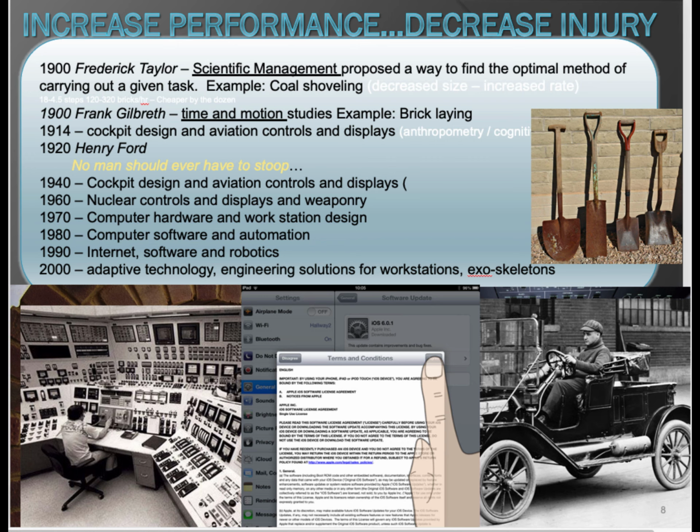So in the mid-1960s, the discipline continued to grow in different areas and expanded into computer hardware as well as computer software in the 1970s, nuclear power plants and weaponry in the 1980s, and then on to internet and automation in the 1990s. And now we are looking at adaptive technology in the 2000s. And these are all areas in which human factors and ergonomics come together.